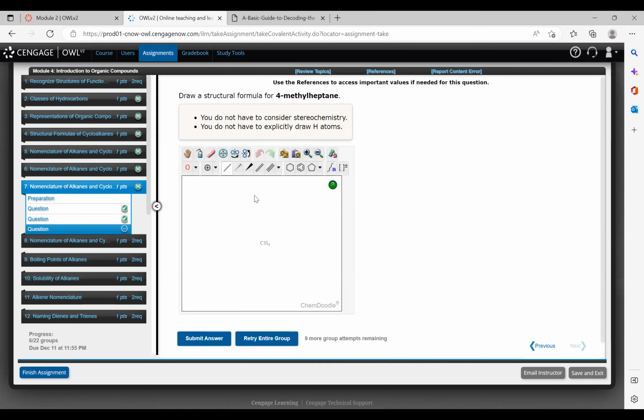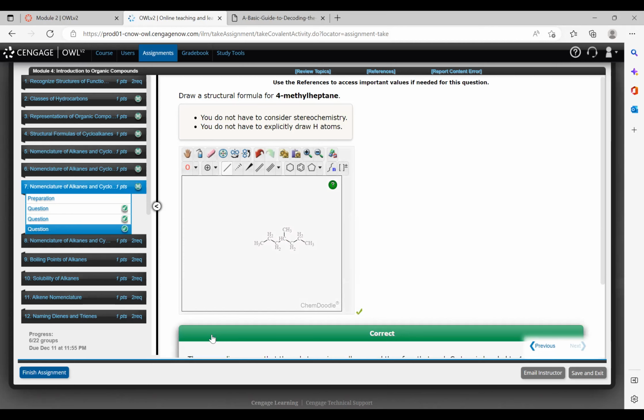Same thing here. We're going to do 4-methylheptane. Start with the heptane first. Again, 7 for hept, all single bonds. So 1, 2, 3, 4, 5, 6, 7. And now what we have to do is we have to add that methyl to the 4th carbon. 1, 2, 3, 4. And we are good to go.